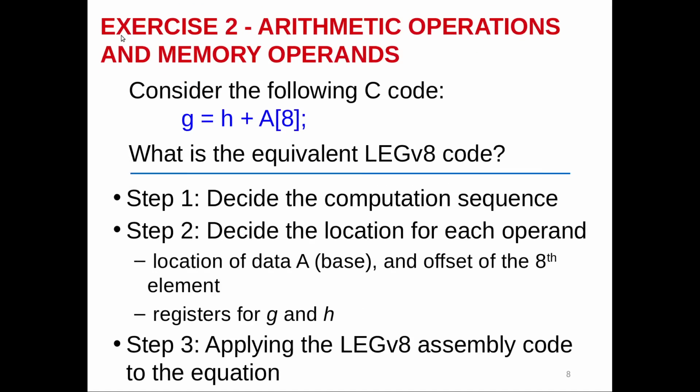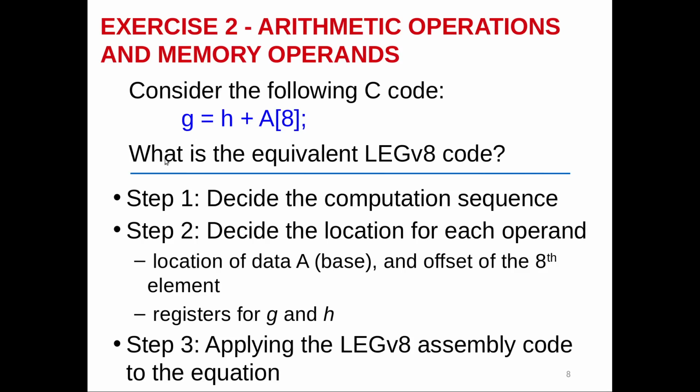Well, now we will go to the second exercise, the arithmetic operations and memory operands, in which we will consider this C code. The 8th element of memory A will be added together with a variable H and then stored in variable G. So what is the equivalent LEGv8 code for this C code?